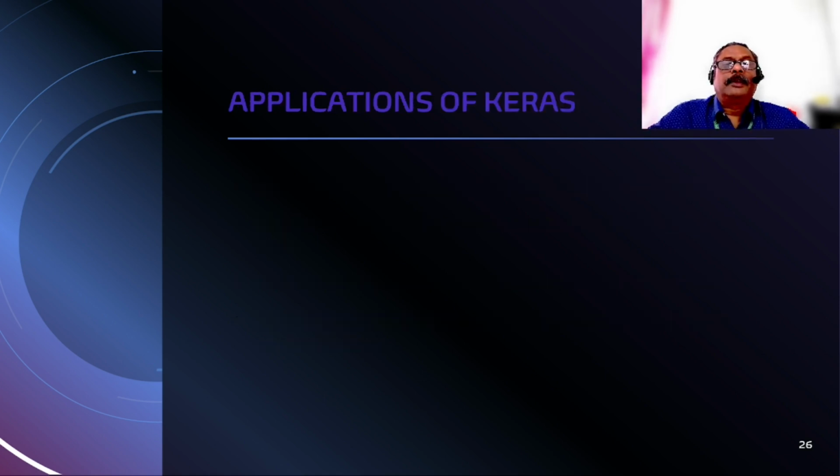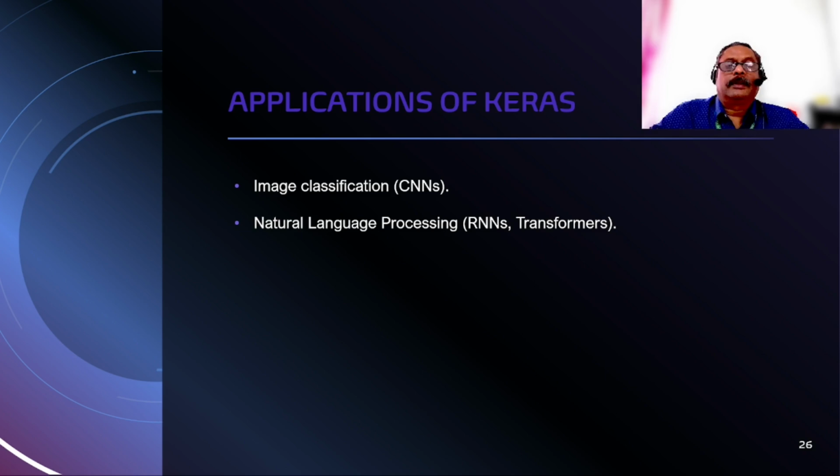So looking at the applications of Keras, first image classification. Mainly convolutional neural networks are a big boon in machine learning, in computer vision, whether it is image classification or video processing or any such thing. These CNNs are a big boon, and this is possible only through Keras.